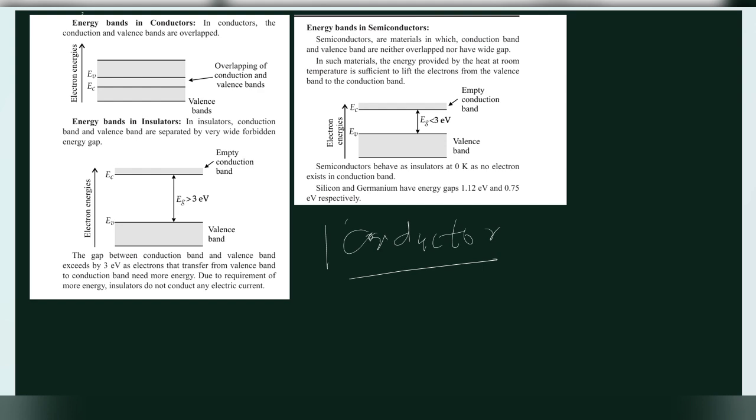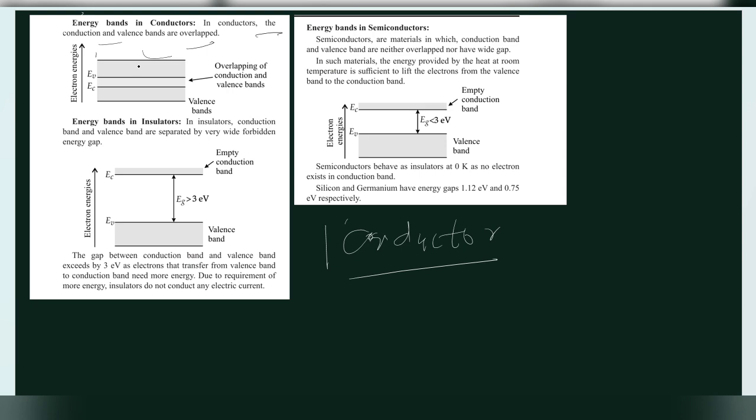Energy band in conductors we can see in this diagram. In conductors, the conduction and the valence band overlap with each other. In conductors, there are already free electrons, so there is no energy required to make electrons free by jumping from valence band to the conduction band. Electrons are already free in case of conductors.